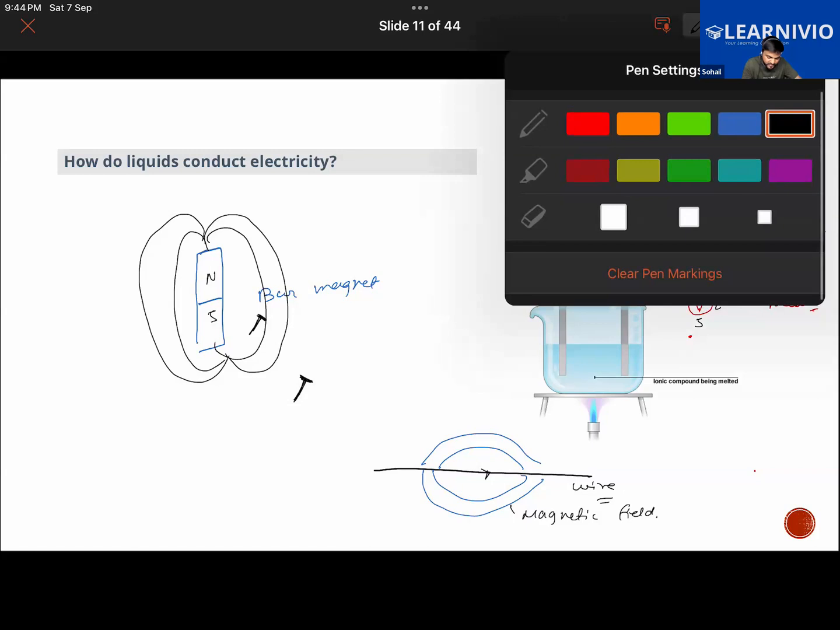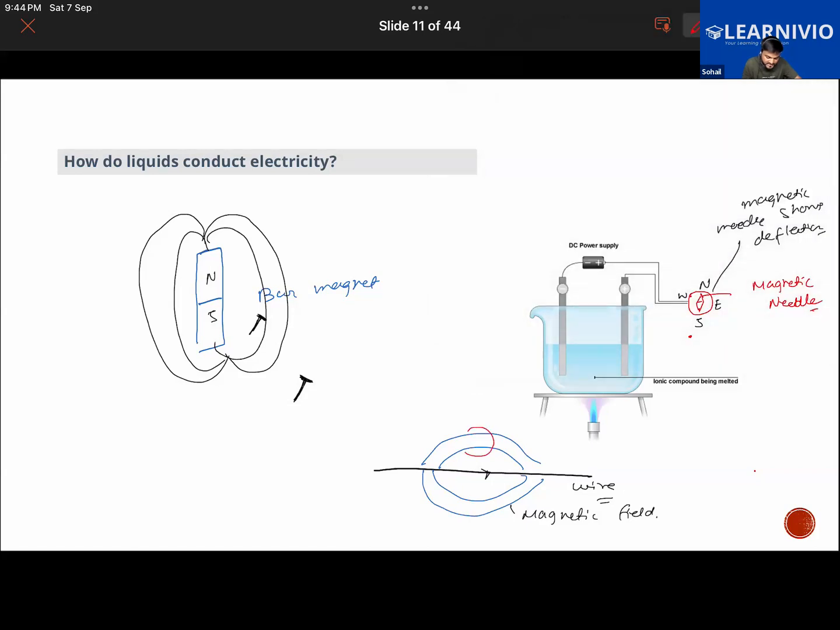So what if I were to bring a magnetic compass into this field? A magnetic compass has a magnetic needle in it. When two things having magnetic property are brought close to each other, obviously there will be some movement between them. So here, the magnetic compass will show some movement. I mean to say this needle will show some movement. The same thing is happening here.